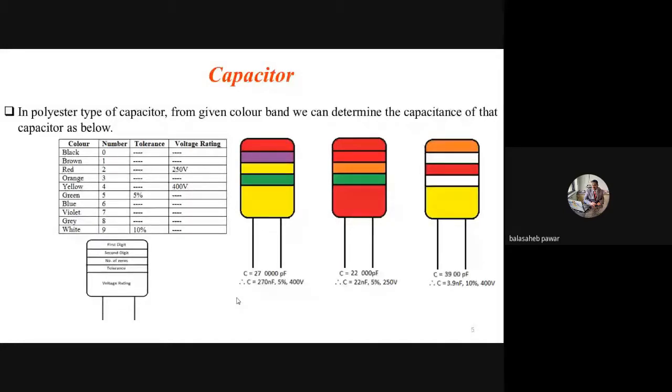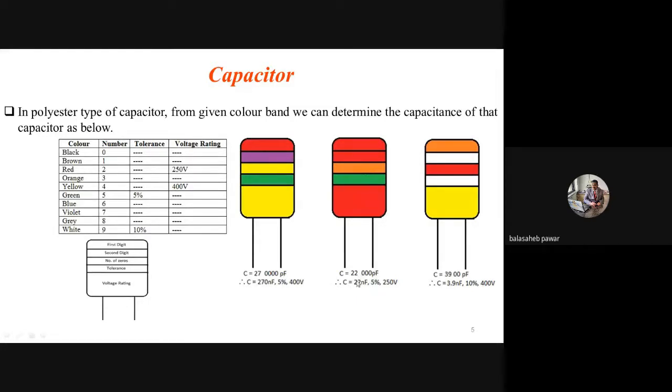Now we'll switch to the second example. First two color bands are red, red. Then the third one is orange, then green and red. For red, the assigned number is 2, and that's why for the first two, as they are the same, red, red, I will write the numbers as 2, 2 into 10, which is compulsory, and its power is the number assigned to the third color band, that is orange, which is 3.